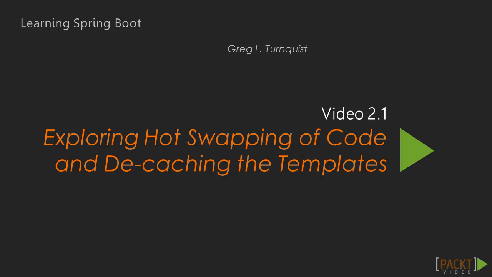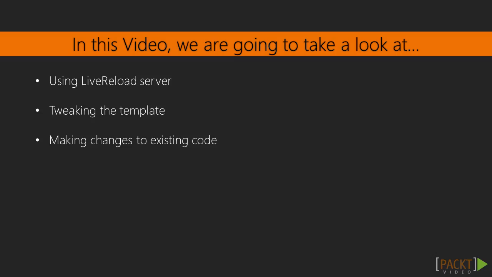In this video, video 2.1, we're going to explore hot swapping of code and decaching the templates. We're going to learn about using an embedded LiveReload server that Spring Boot provides. We're going to tweak things like the templates and also see code changes appear immediately in the website. And then finally, we're going to make adjustments to our code and not have to restart the app at all.